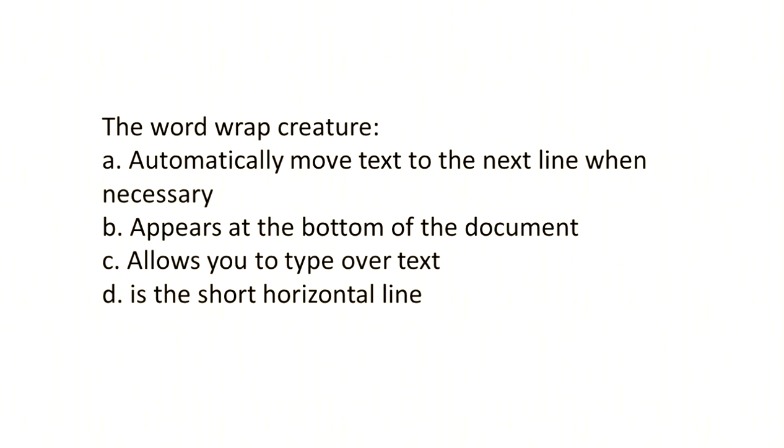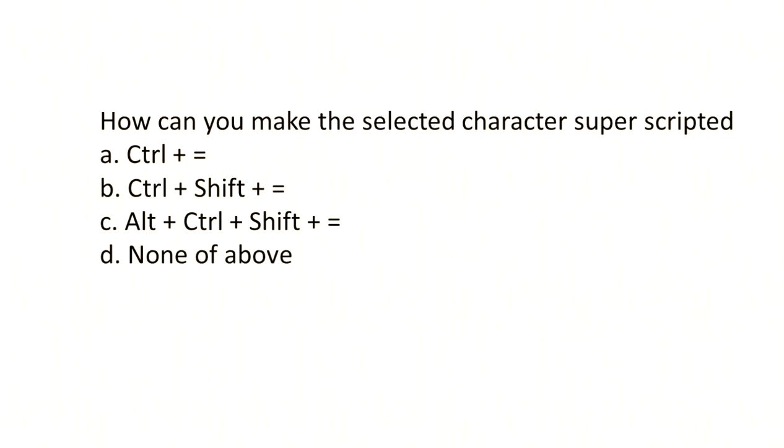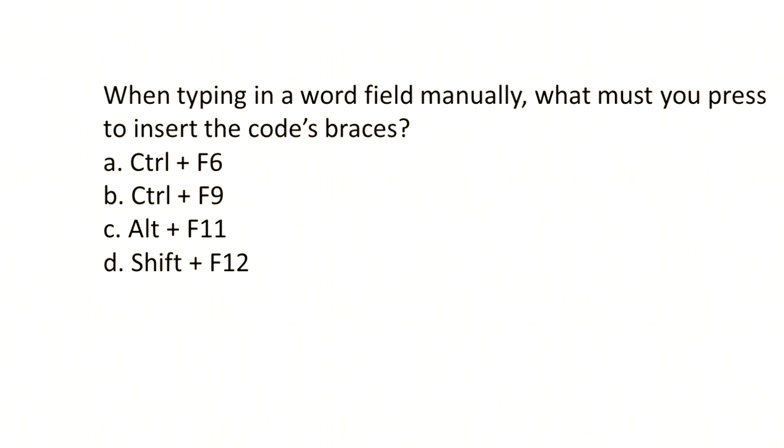Next, word wrap does what? Answer is automatically move text to the next line when necessary. Next, how can you make the selected character superscripted? Answer is Control plus Shift plus equal. Next, when typing in a Word field manually, what must you press to insert the code braces? Answer is Control plus F9.